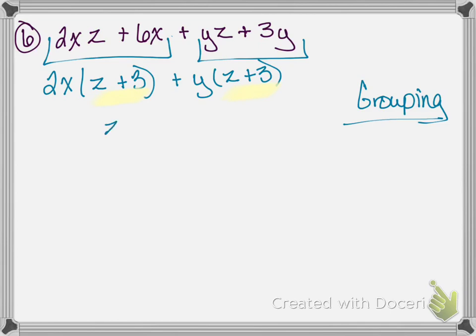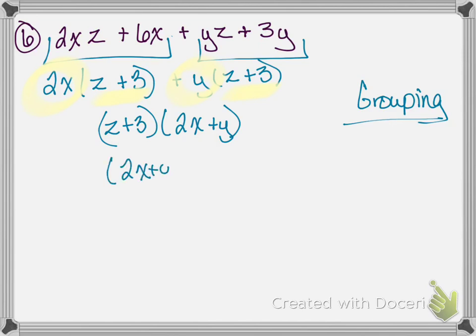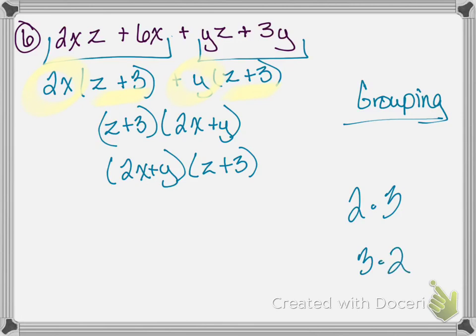So we are going to have z plus 3. Our other one is the 2x plus y. Okay? Now, how would I check that? I'd FOIL it. Good. Now, what if I wrote 2x plus y times z plus 3? It's the same. That's the same thing as saying 2 times 3 and 3 times 2. So you're good. It's completely the same. Okay, so that is factoring by grouping.